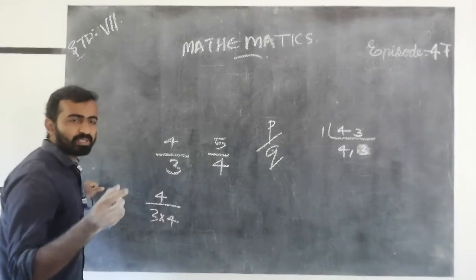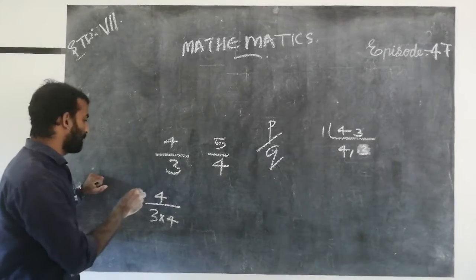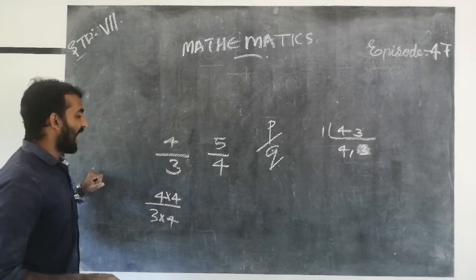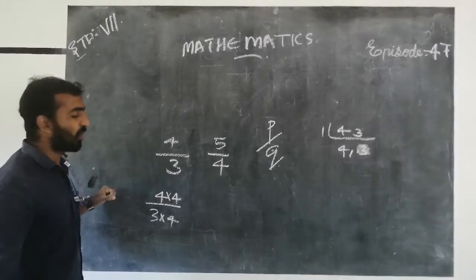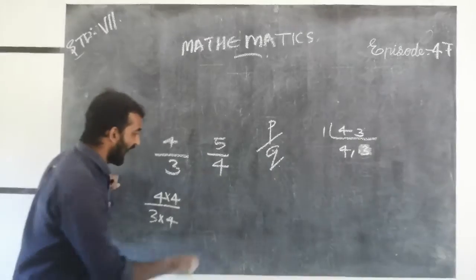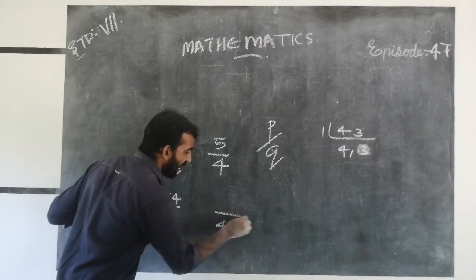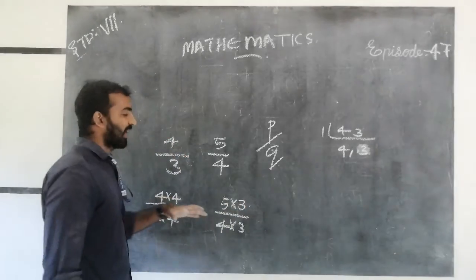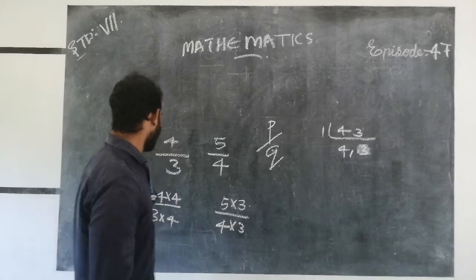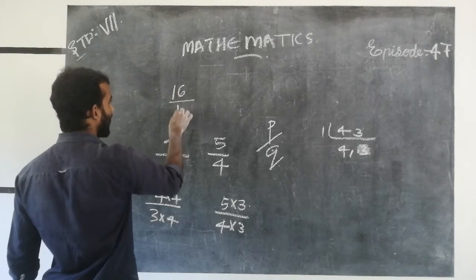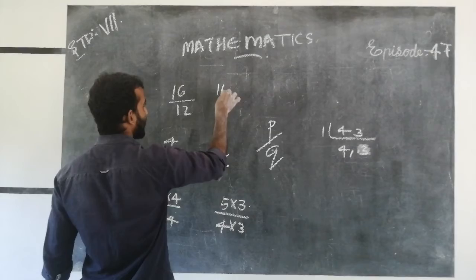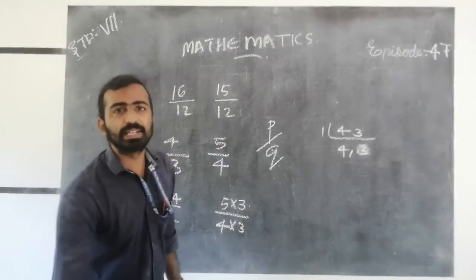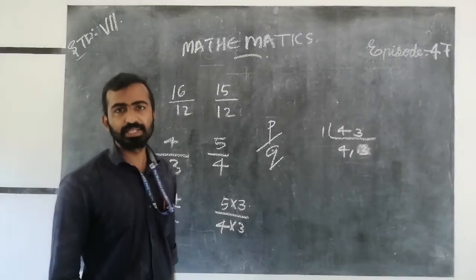When we apply an operation to the denominator, we apply the same operation to the numerator. So 4 into 4 by 3 into 4, and 5 into 3 by 4 into 3. That is, we get 16 by 12 and 15 by 12. Then we can compare these numbers. The comparison is easy.